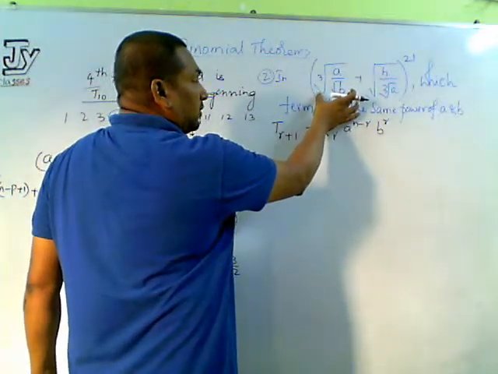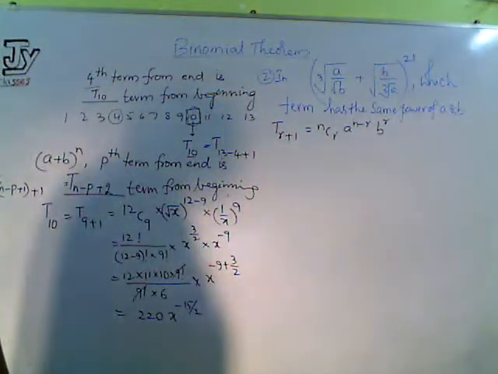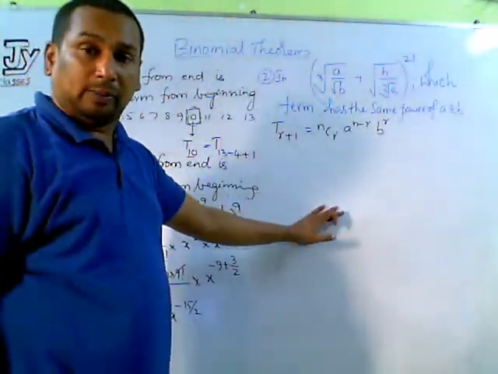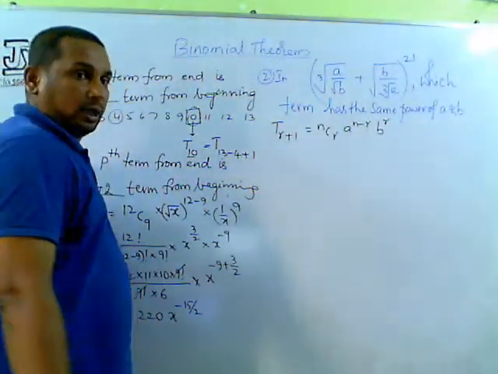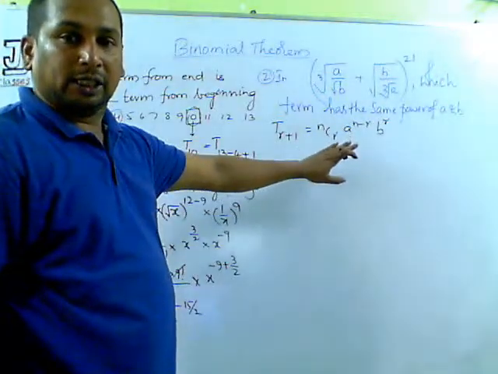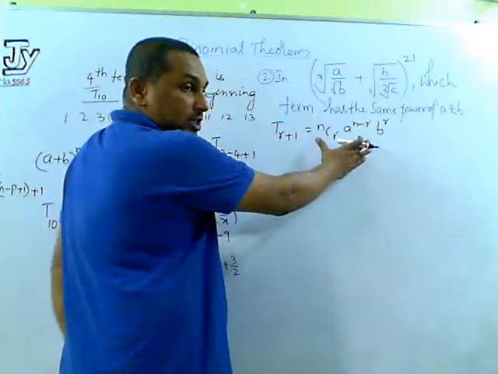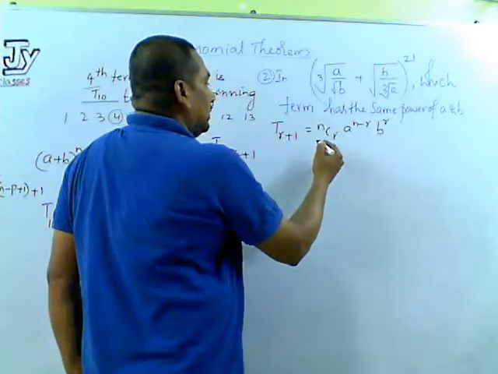A means this first part, B means this part. Cube root means whole power 1 by 3, square root means whole power 1 by 2. That's enough. Up to that part only is binomial. Most of the children say they couldn't understand because it is the binomial theorem. Up to this part only that is binomial. From the next step onwards it is exponents, not binomial.